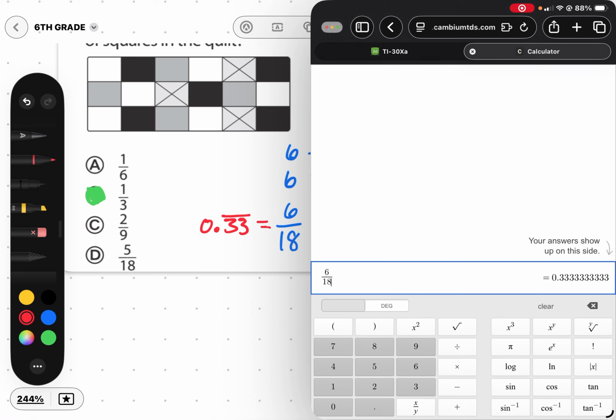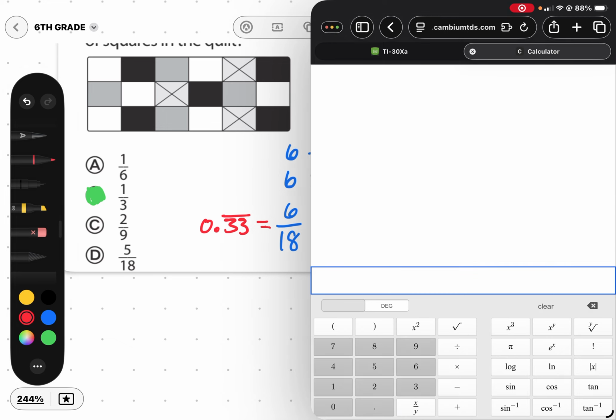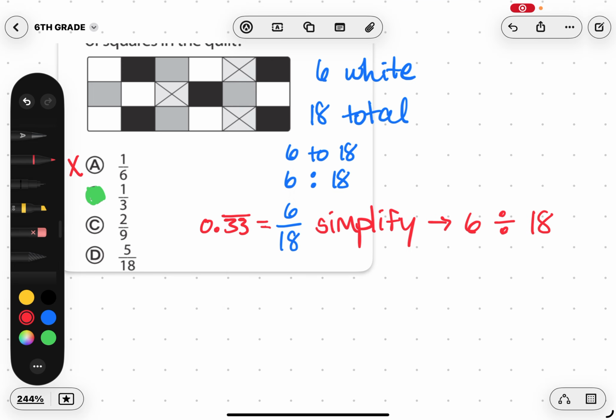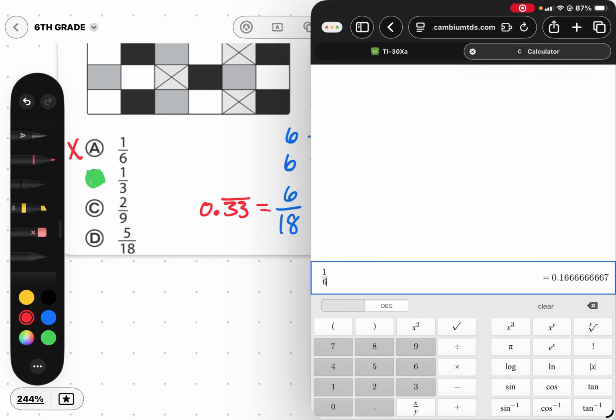Now what I want to do is type in each of these answer choices to see which ones equal that same thing. So I'm going to clear. Then we're going to type in 1 divided by 6. That doesn't equal, so we know that was wrong. We go back. Clear. We do 1 divided by 3. That equals 0.333 repeating. So that's how we know that that's our answer, okay?